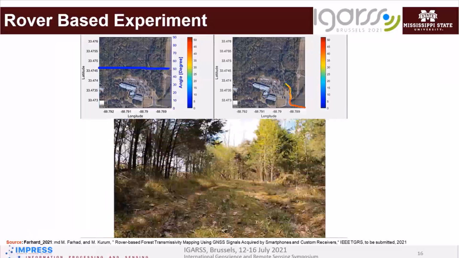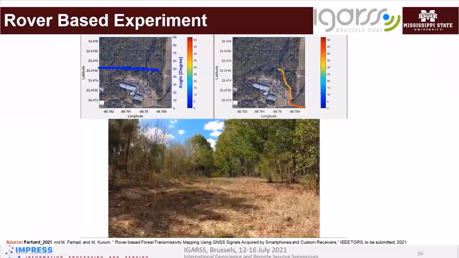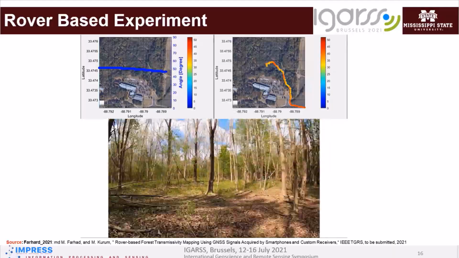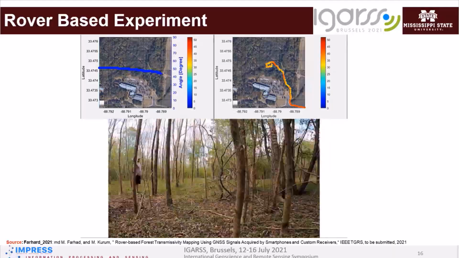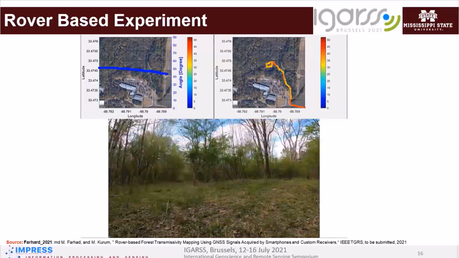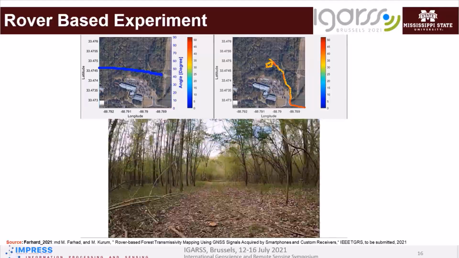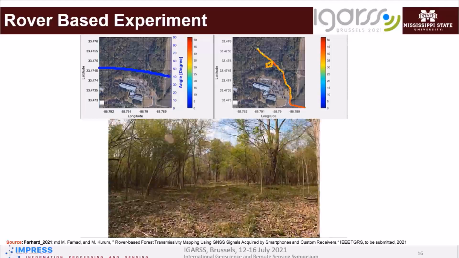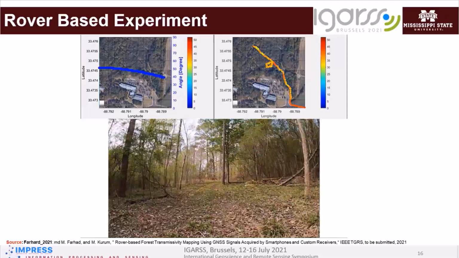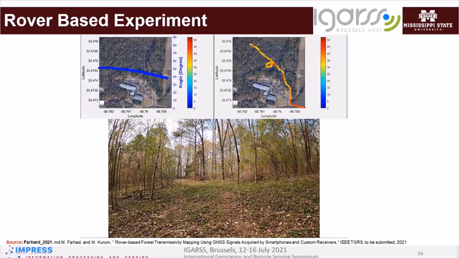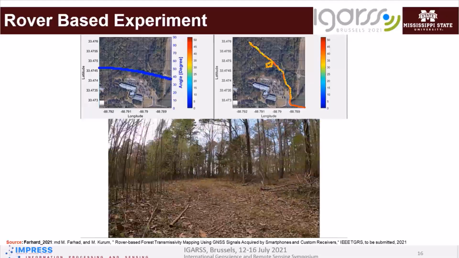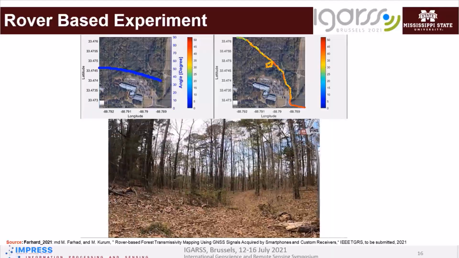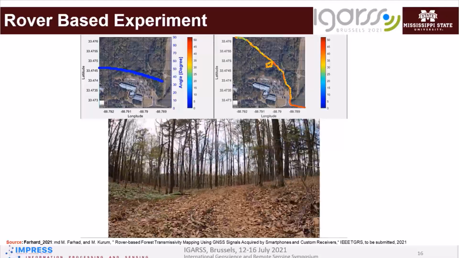Here, the bottom figure represents the fast-forward video of the rover moving through the forest. On the top right figure, you can see that as the receiver is moving through the forest, it is receiving the attenuated GPS signal. The color bar represents the signal strength. On the top left figure, the blue line represents the satellite's elevation angle. As the rover is moving through the forest, the satellite's elevation angle is also changing. The right y-axis of the top left figure represents the satellite's elevation angle.